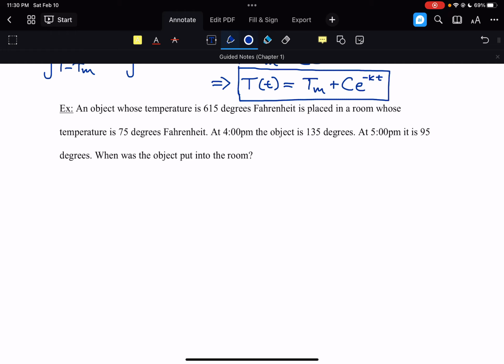So, in order for us to answer this question, we need to fill in a lot of unknowns here. We have a lot of pieces of information. In our formula, we need T sub m, we need c, and we need k in order to do this. T sub m we know. This is the room whose temperature is 75 degrees Fahrenheit. So that tells us T sub m is 75.